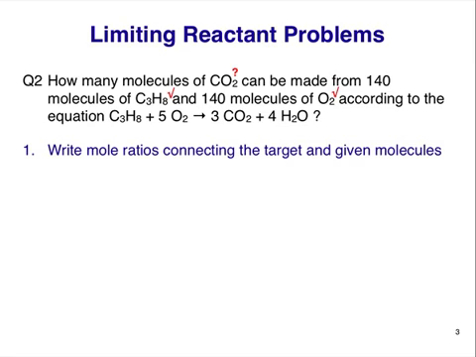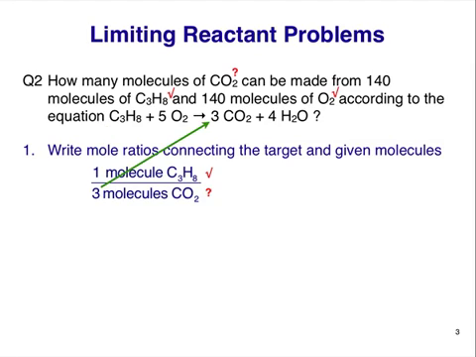Our first step is to write down 2 mole ratios, one for each of the given reactants. Each mole ratio will contain one given substance and the unknown. Here's the first one. C3H8 is a reactant about which we know amounts, so it's a given. And CO2 is the target of our calculations, the unknown amount. The numbers in the mole ratio come from the balanced chemical equation. This 1 is from the coefficient before the propane, and this 3 is the coefficient before the CO2.